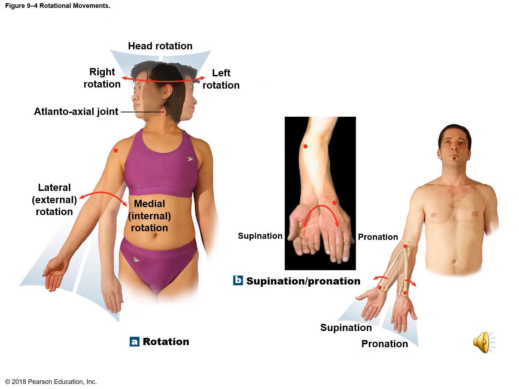Rotation is going to be described in reference to the anatomical position. We can have left or right rotation of the head, lateral or medial rotation of the arm, supination, where you rotate the palms so that they turn upwards, and pronation, where the palms are turned facing down.